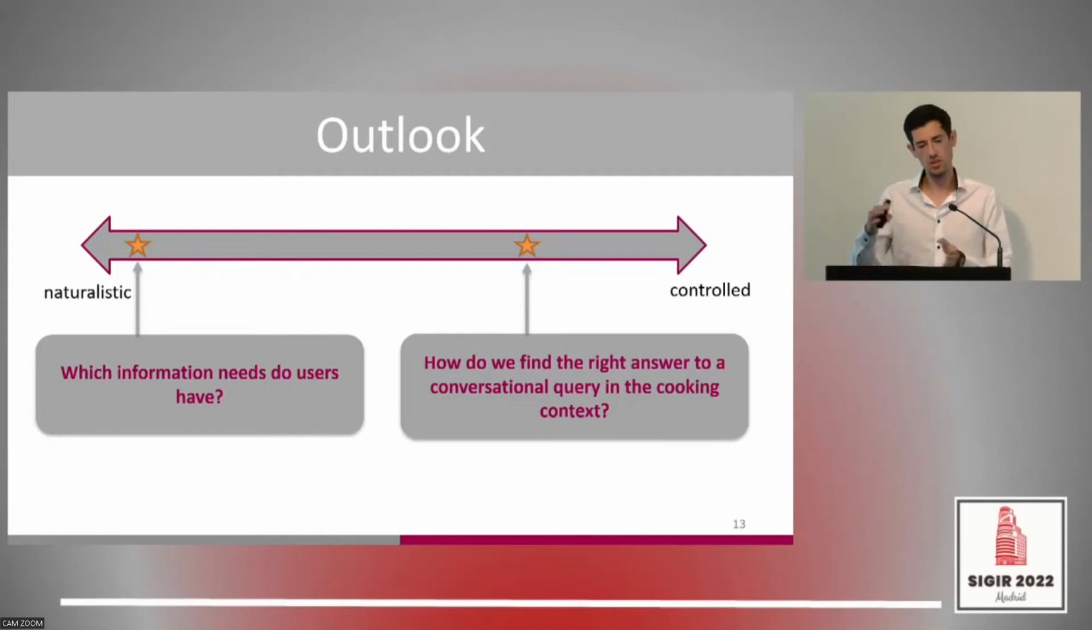And that's more on the controlled side, but I somehow want to make sure that I get a data collection that covers at least some of the features that also this naturalistic corpus has.